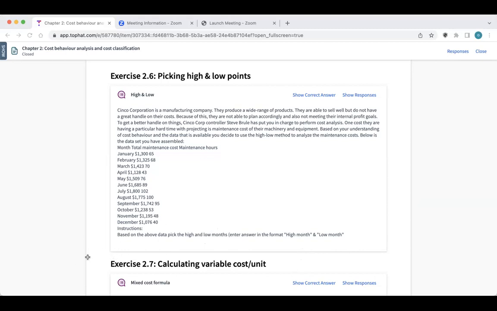Because now I can use this mixed cost formula to estimate maintenance costs going forward, assuming, of course, that historical performance is going to remain accurate, that this data set is truly reflective of future maintenance costs to be incurred. So how can I use that formula? Well, in exercise 2.10, they ask us to estimate the maintenance costs at 55 maintenance hours. So I have my cost formula. I'm going to plug in my knowns.